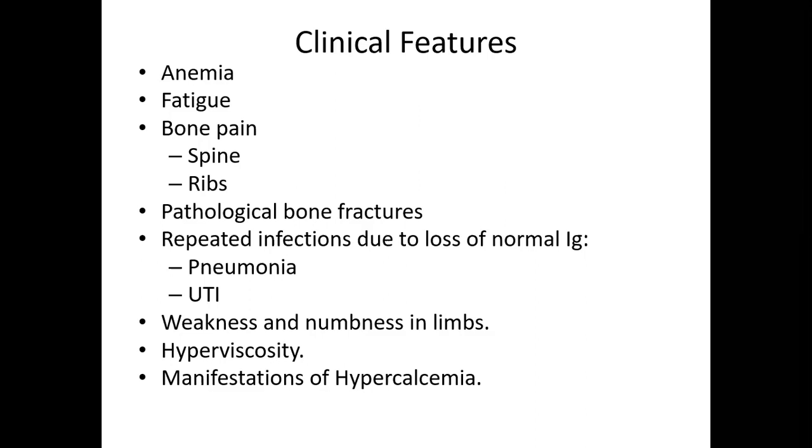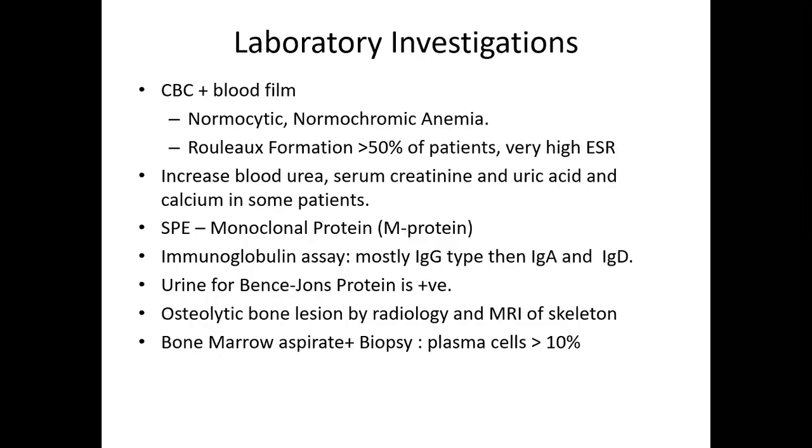The laboratory investigations include normocytic normochromic anemia, rouleaux formation. More than 50% of patients will have a very high ESR, more than 100. There is increased blood urea, serum creatinine, and uric acid.